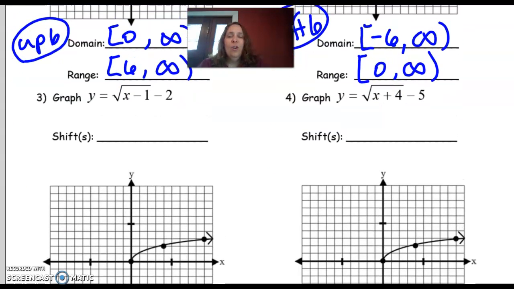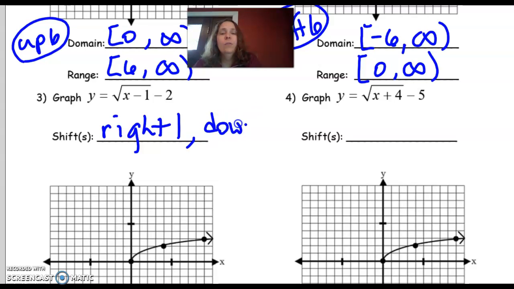All right, we've got 2 more to go here. With example 3, y equals the square root of x minus 1, and then minus 2. We have 2 shifts here, one because of the 1 and one because of the 2. X minus 1 inside means that we are going to move right 1. But then the 2 outside is a -2, so that means that we are going to move down 2. The right 1 is an x change. It's going to impact the domain. The down 2 is a y change, so it's going to impact the range.